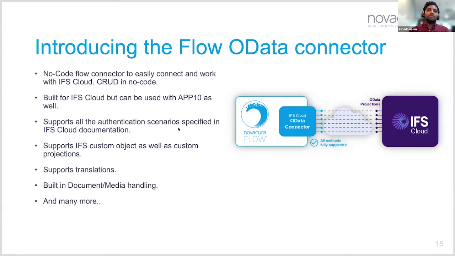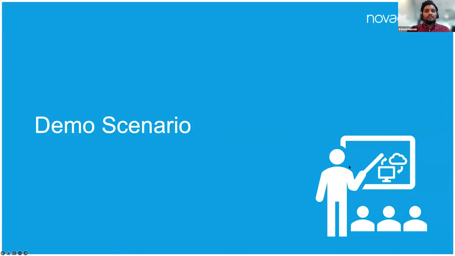And there are many more good features of this OData connector. So rather than talking about it, let's see a demo of this OData connector in real action. I will explain a demo scenario, and then I will try to do the same demo scenario in the Novacura Flow. And by using the OData connector, we will show you how you can work with the IFS Cloud.